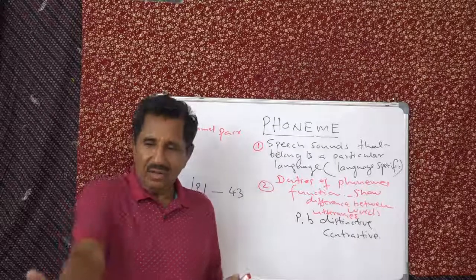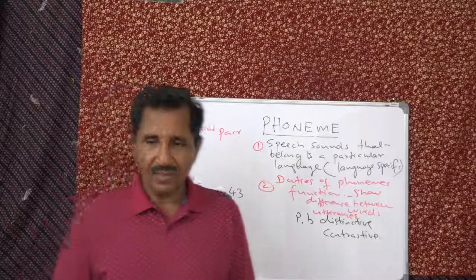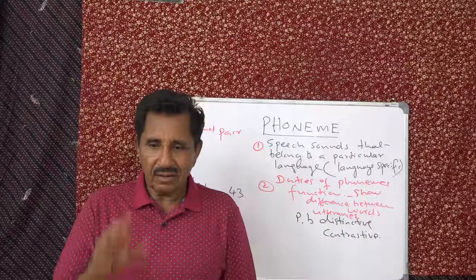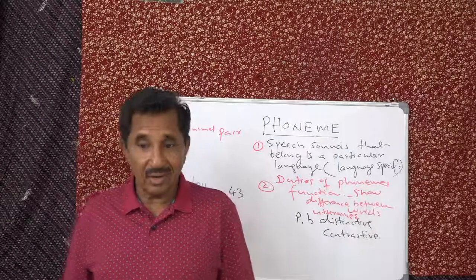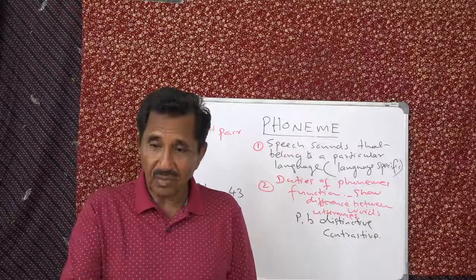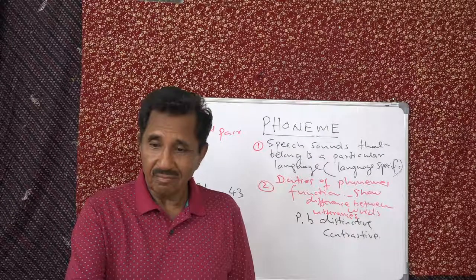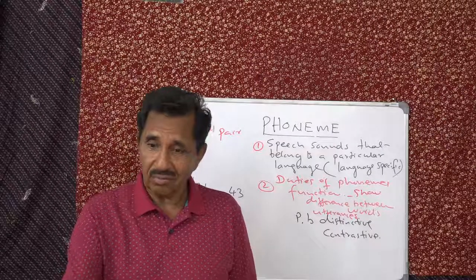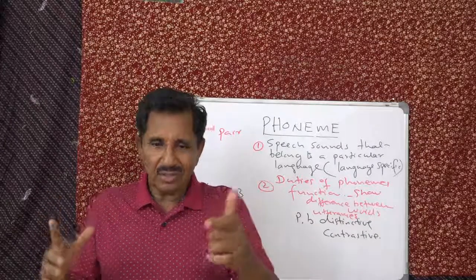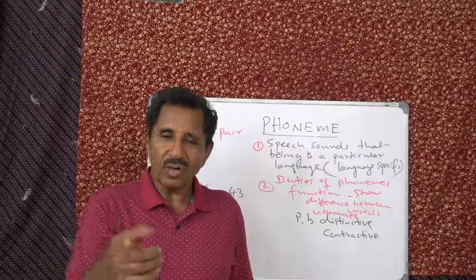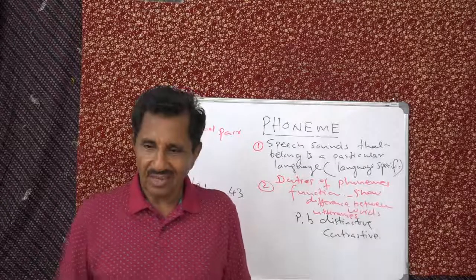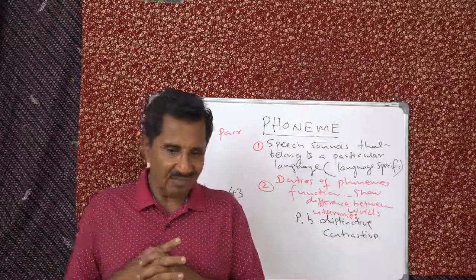Or you can take an example in this class. Each one of you sitting here is in contrastive relationship. That doesn't mean you are fighting. You are Ashok because you are not Tom. You are Tom because you are not Ashok. So each one is distinctive. You are Shirley because you are not Sita. You are Sita because you are not Shirley. So that is contrastive relationship.